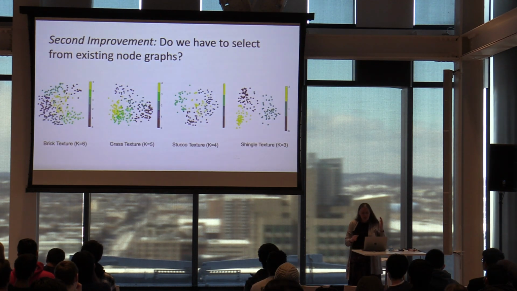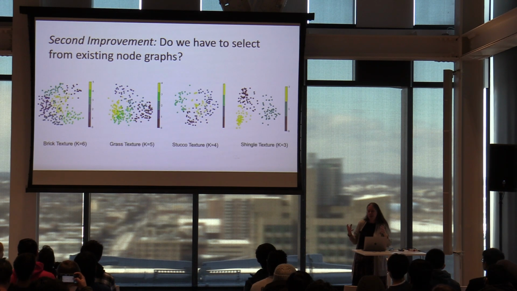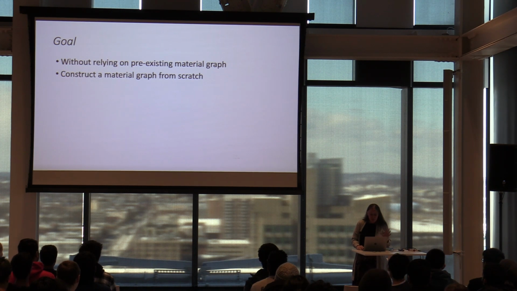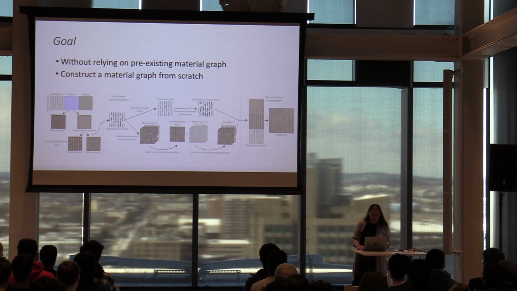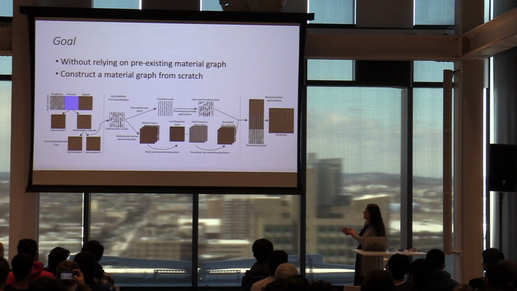Another improvement is, do we have to select graphs? That limits us to only the classes of materials people have already built nodes for. Can we create a graph from scratch? So basically, do not rely on an existing graph. Well, for some classes of materials, we were able to do that.